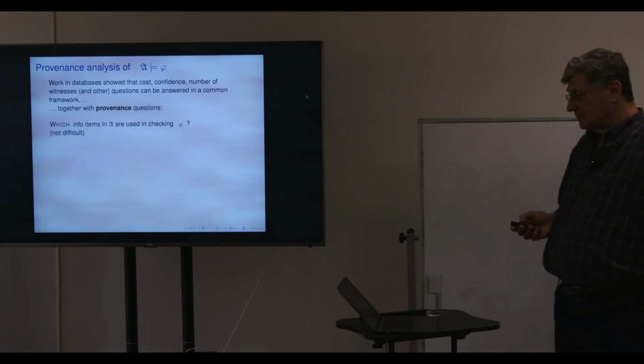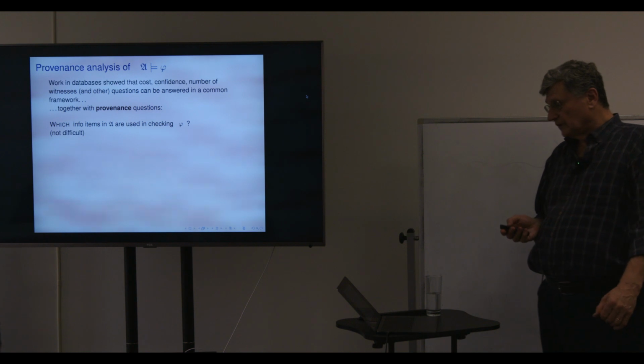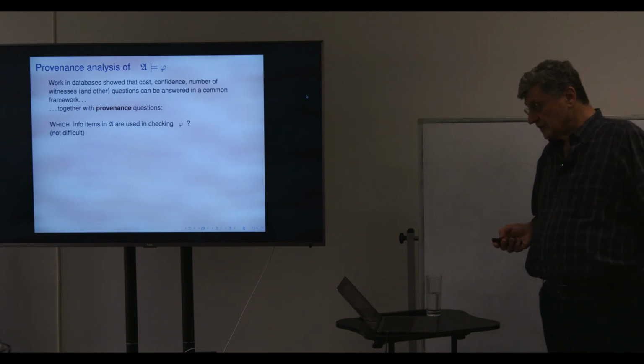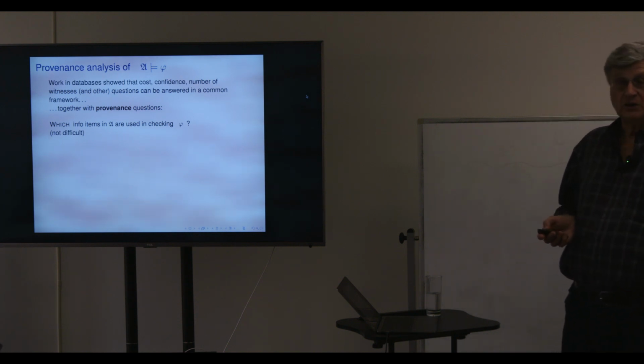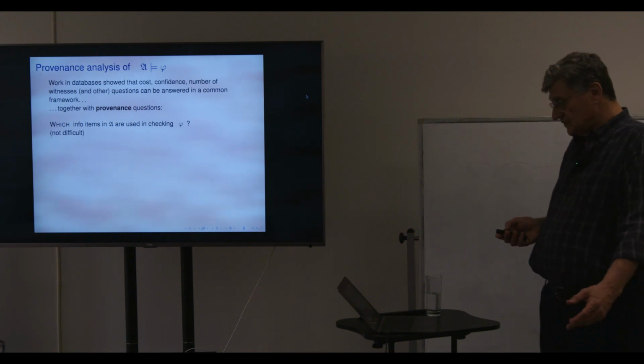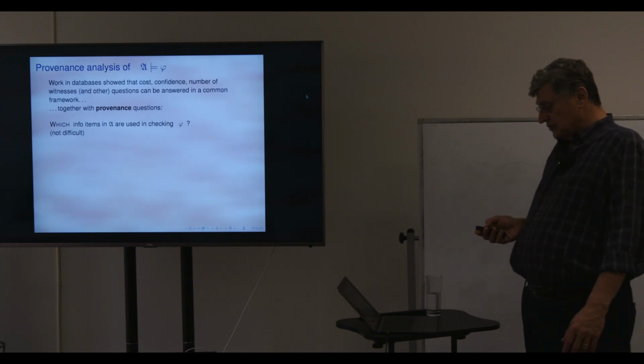So here is an example. Here are examples of provenance questions. Which of the information items in the model are actually used in checking the sentence? Because maybe not all of them. So it would be kind of boring if all of them are used. But this is not such a difficult question.